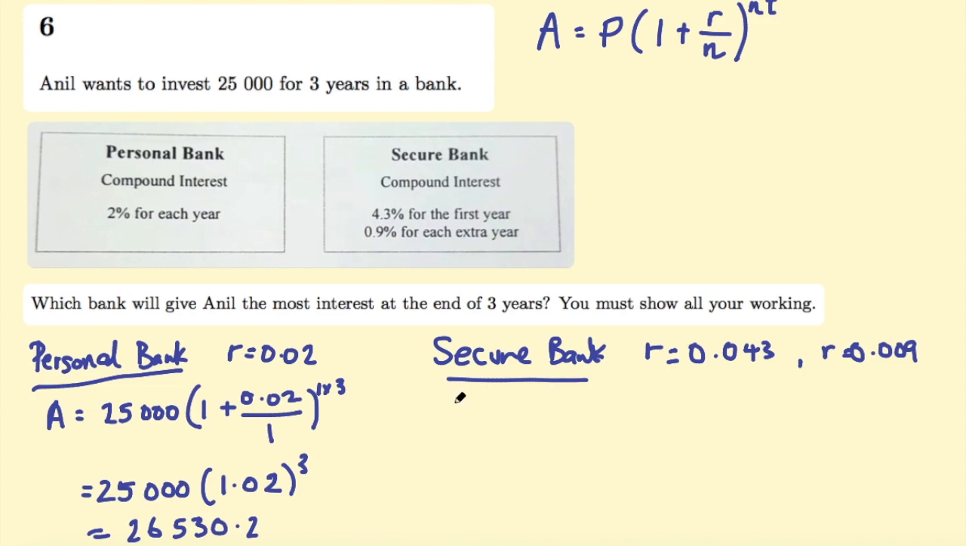Now we're going to have to do 2 calculations here because the rate changes. So for the first year, we'll end up with 25,000 times 1 plus 0.043 over 1, to the power of, oops, not 3, that will be to the power of 1, because that's for 1 year. And if you put that into your calculator, you end up with an answer of 26,075.